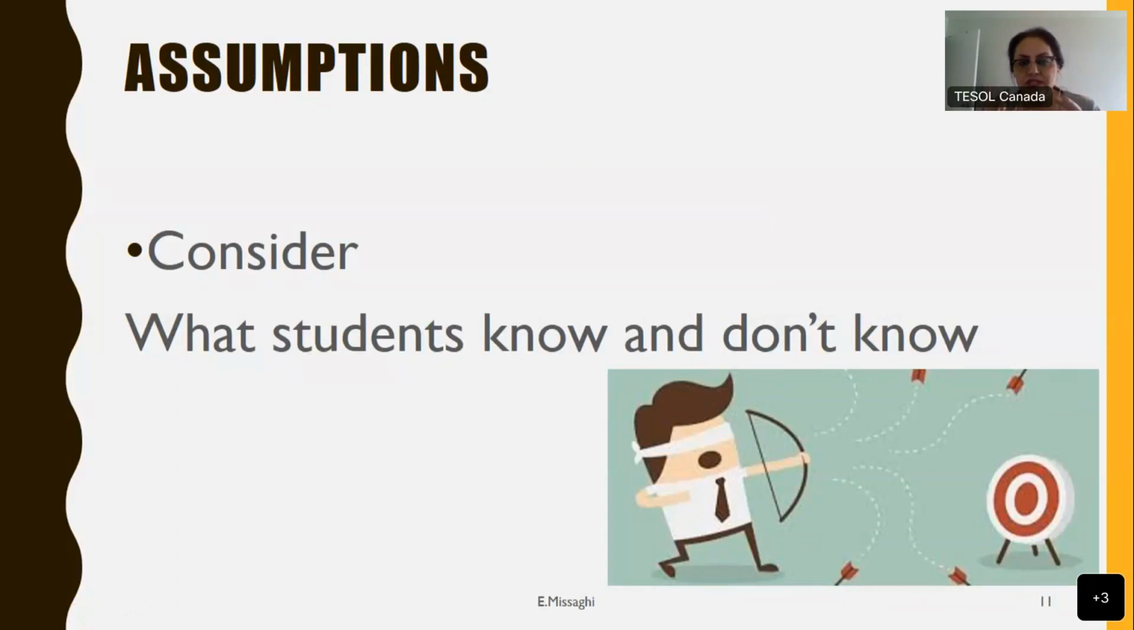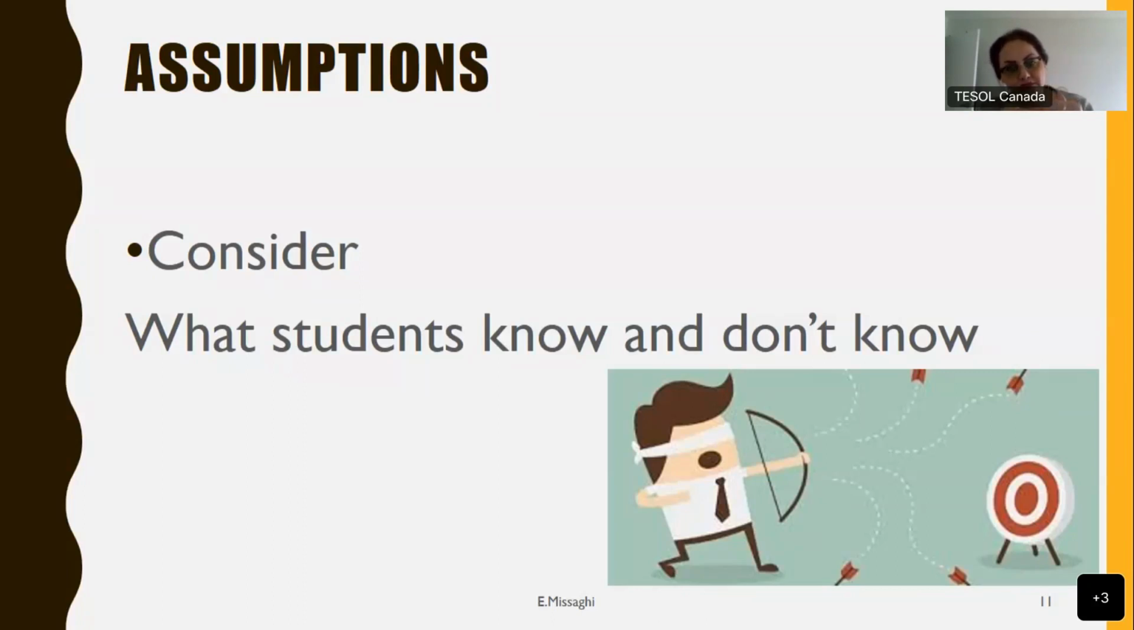So assumptions refer to what the students know and don't know. But I don't think they know about passive voice because they are pre-intermediate. It is important to know because when you want to plan, it's based on your students' knowledge. Definitely, we need to know about their level. So assumption goes to the level.